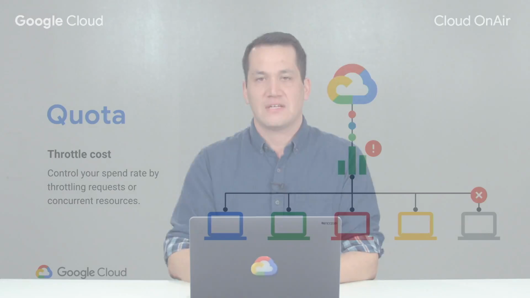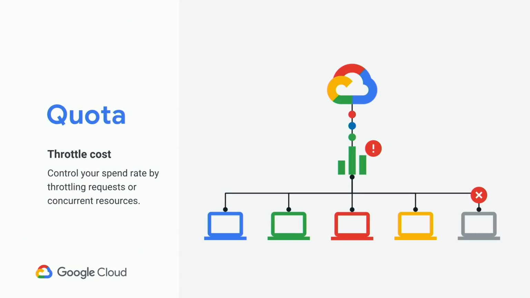If you think about budgets and alerts, it's a lagging indicator. It's a notification that spending has exceeded a certain level. So you also want to use them in conjunction with quotas. And each service API tends to have quota limits where you can set the maximum concurrent number of resources users are allowed to use, or say throttle the number of API requests a user is allowed to make.